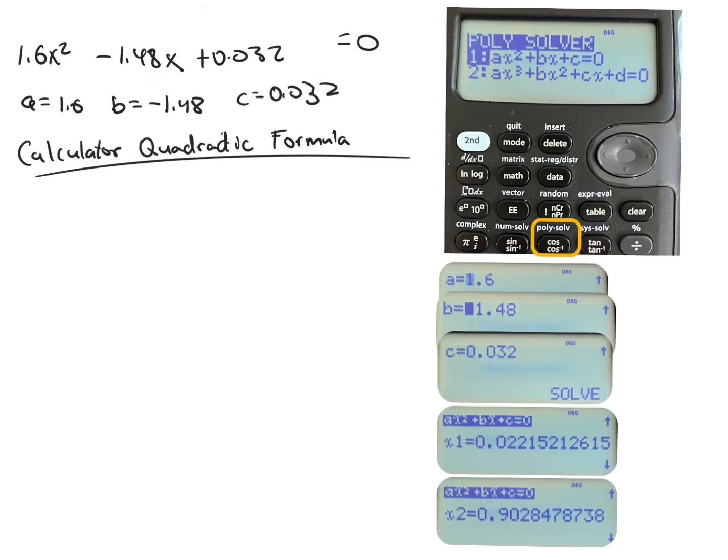If you have a TI-36, once you get to this point, you can just type it into your calculator. So you go second, this cosine key, to go to polynomial solver. This is just the quadratic, so number 1. Then it'll give you this entry where you type the A coefficient 1.6, enter, go to the B coefficient negative 1.48, type in the C coefficient, then hit solve. It'll give you x1. If you scroll down with the number pad, you can get to x2, and those values are stored there for you.